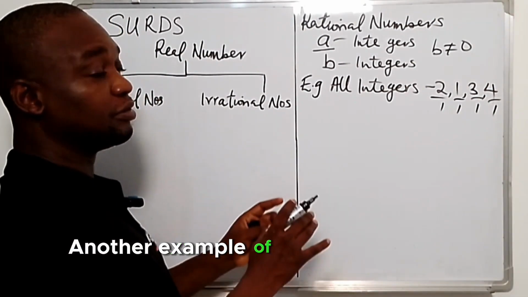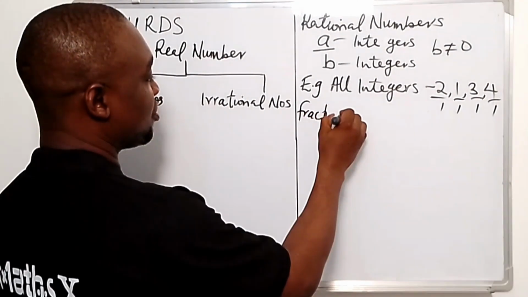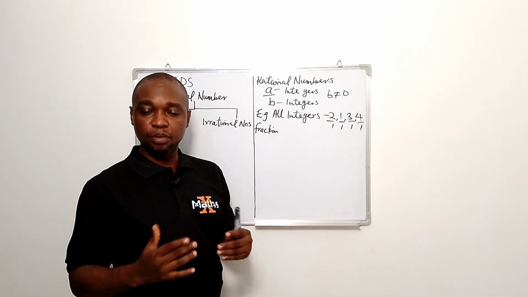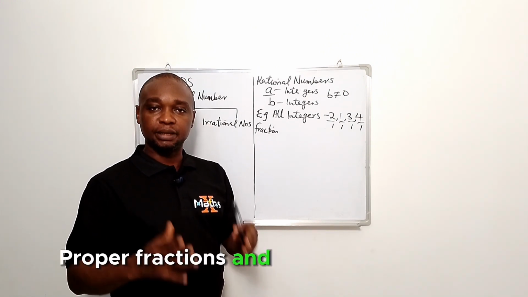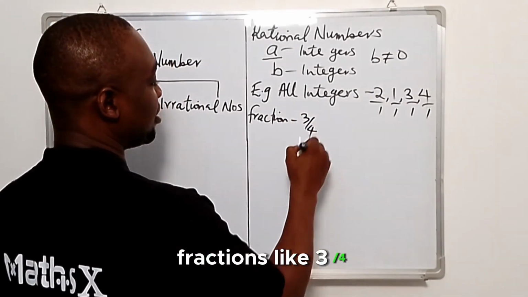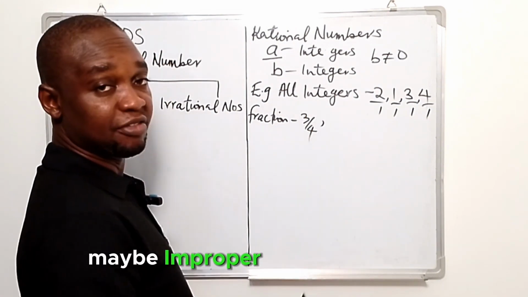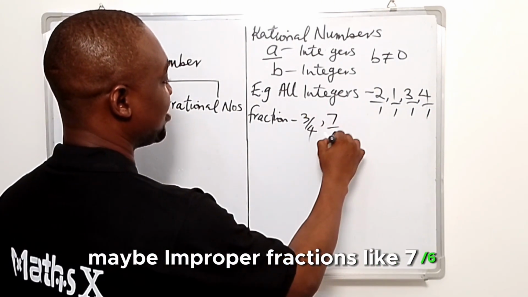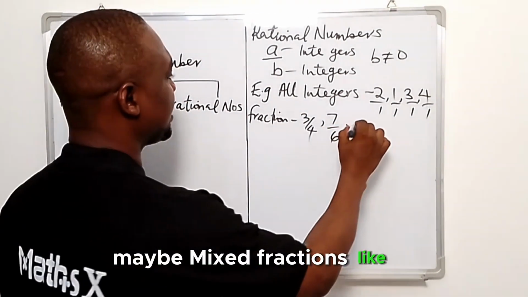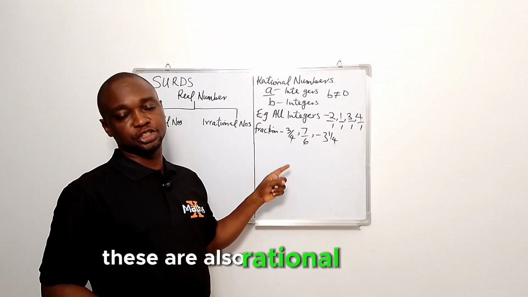Other examples of rational numbers are fractions. When I say fractions, I'm talking about mixed fractions, proper fractions, and improper fractions. So fractions like 3 over 4 are rational numbers. Maybe improper fractions like 7 over 6 are rational numbers. Maybe mixed fractions like -3 whole number 1 over 4. These are also rational numbers.